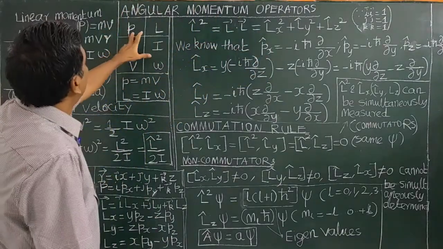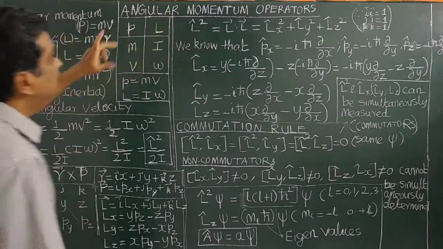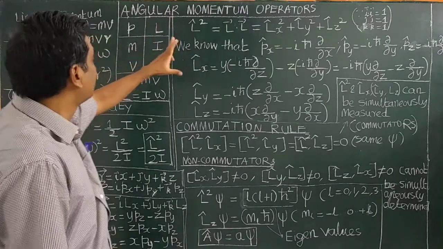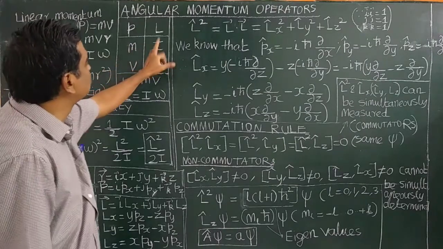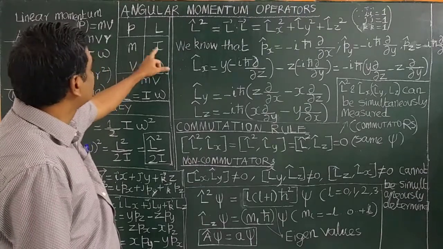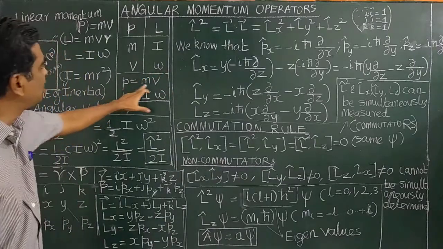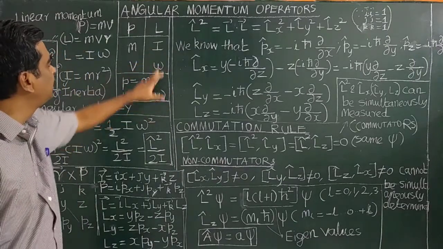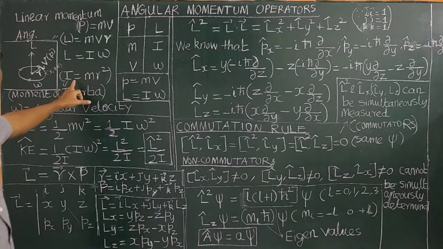So let us see. The linear momentum is represented by P, and capital L is the angular momentum in classical physics, and m is the mass of the particle. The corresponding term for mass is the moment of inertia I, and for velocity v the corresponding term is omega. Therefore, P equals mv, and L equals I omega, where I is the moment of inertia, I equals mr square, and omega is the angular velocity.